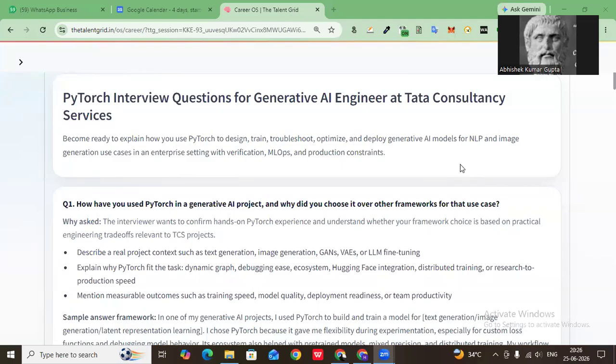Okay. Hi, Abhishek. Welcome to this mock interview round for PyTorch interview questions for Generative AI Engineer at TCS. So here we are going to ask certain questions where you have to explain how you use PyTorch to design, train, troubleshoot, optimize, and deploy generative AI models for NLP and image generation use cases in an enterprise setting with verification, MLOps, and production constraints.